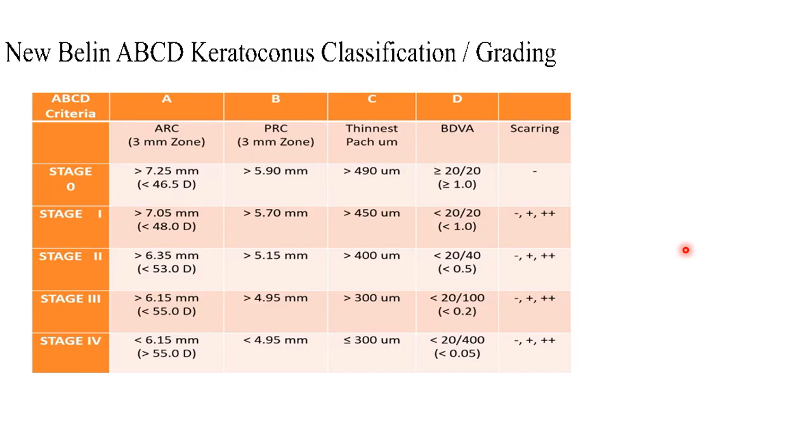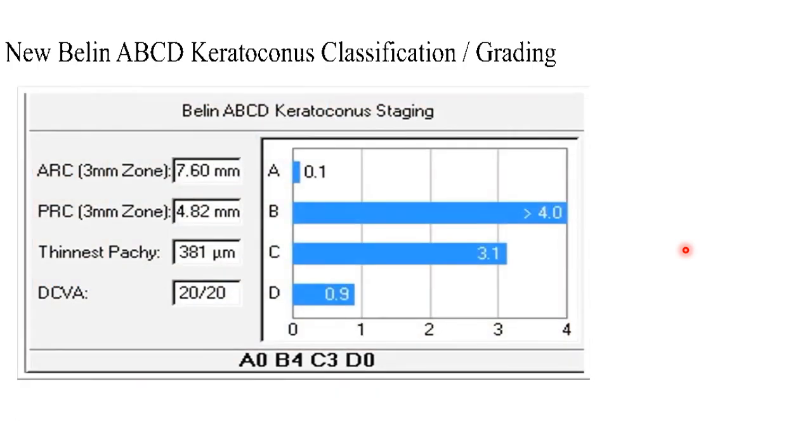Now this classification is displayed in the Pentacam software like this display. For each of A, B, C, and D, you will notice the changes in each layer of the cornea, and this is the final staging of the patient. So when you say A0, it means that he has very minimal changes on the anterior surface of the cornea. B4 means advanced changes in the posterior surface of the cornea. C3 is a moderate change in the thickness of the cornea, and D0 means that he has good visual acuity, of course, because there are minimal changes in the anterior surface of the cornea.